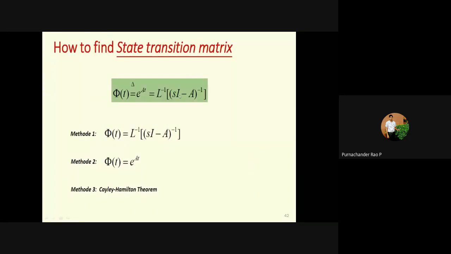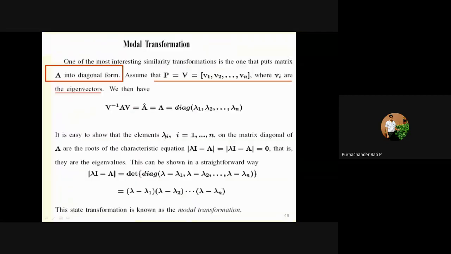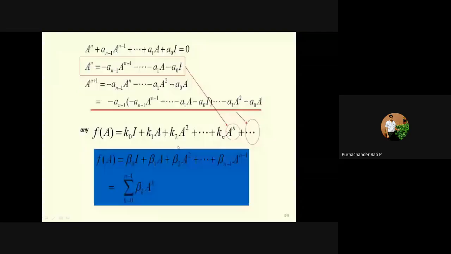Okay, how to find the state transition matrix is one thing. This will take a lot of time now.